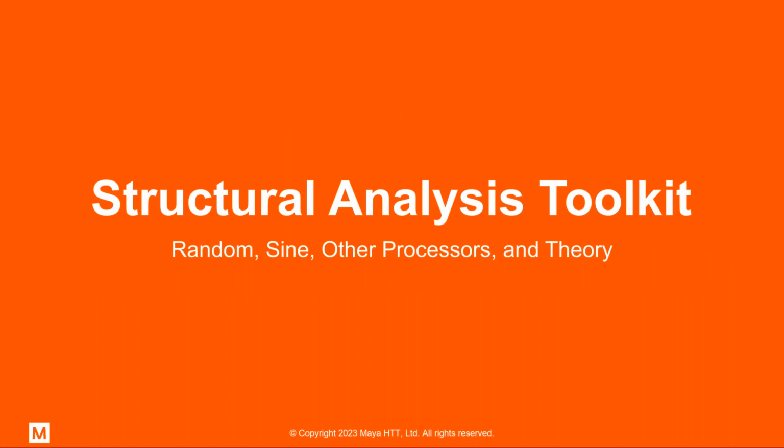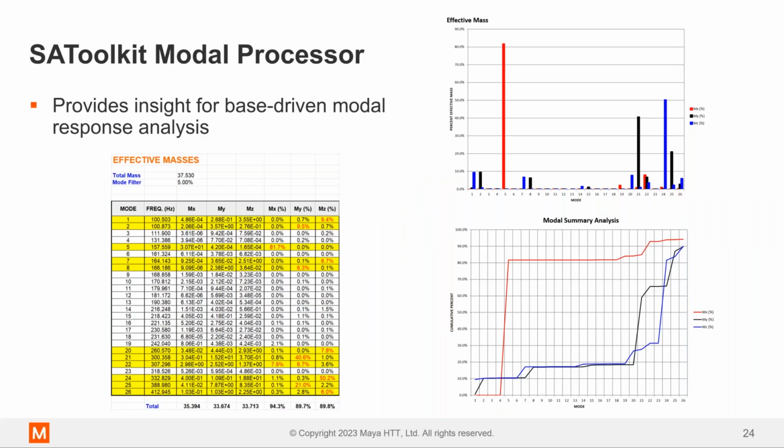Let's talk a little bit more about the structural analysis toolkit. So the processors in it. And again, like I said, I want to hit a little bit on random theory for you. So let me talk about the modal processor first. This is something that honestly you can get post-processing of modes, and you can look up a lot of this data. A lot of companies have Excel spreadsheets to process this. This is just one benefit of the toolkit. It easily spits out some of these.